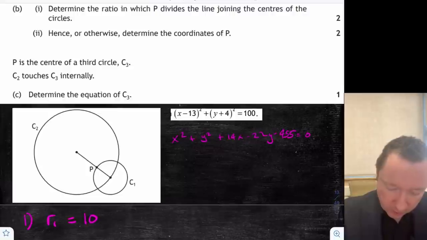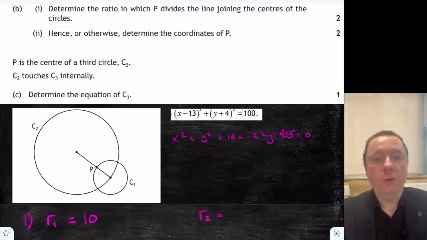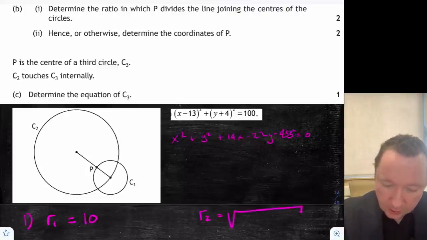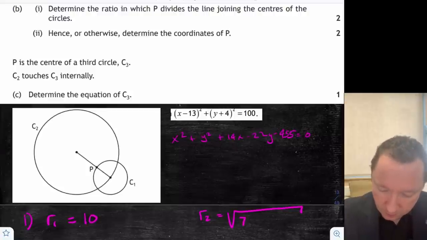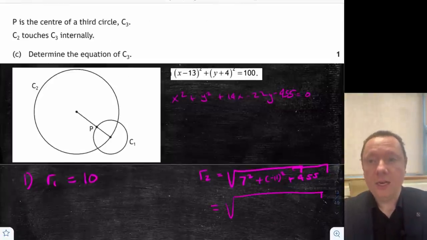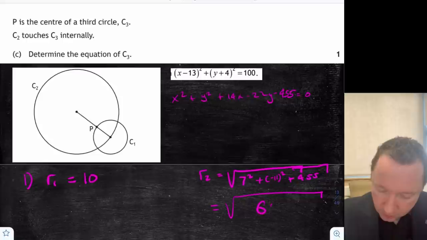And we can work out the radius of our second circle by using the formula at the start of the exam paper. I remember it is the square root of g squared plus f squared minus c. So g is going to be 7 and f is minus 11, minus c, which is in this case 455, so plus 455. That gives us the square root of 625, just put it in a calculator, which is 25. So we've got our two radiuses.